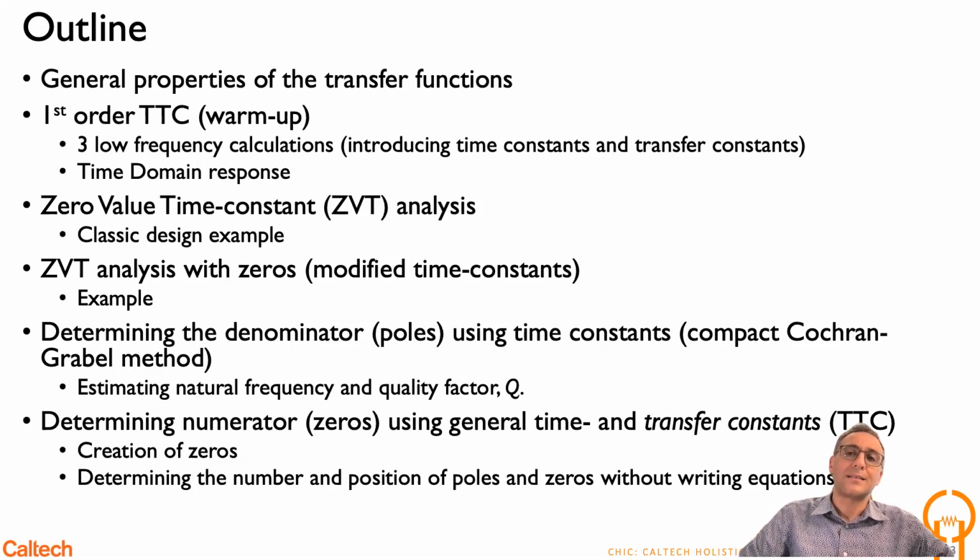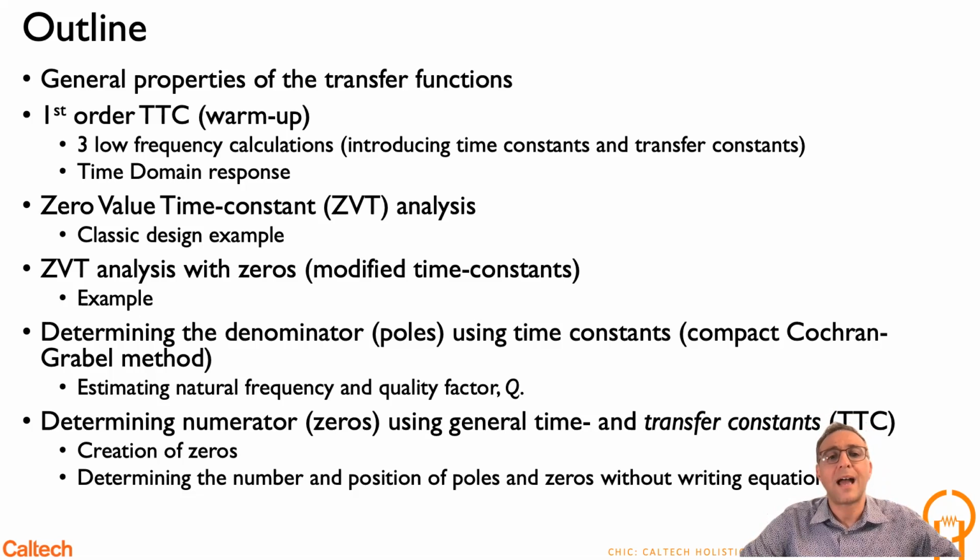Then we'll talk about the method of zero value time constants. It is a known method, and you probably have seen some of that. We will go through a classic example that you probably have seen. Then we'll see how that method gets modified if you have zeros, and how you can still use it and modify the time constants to get good approximations and estimates of the behavior of the circuit.